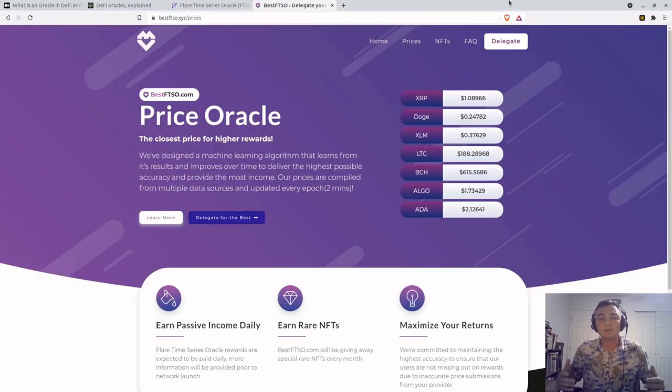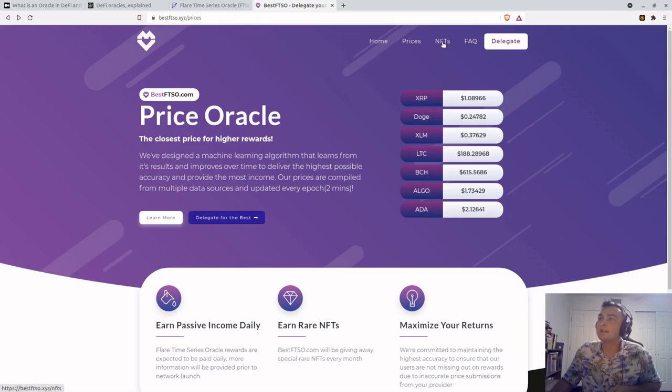The last thing I want to touch on is delegating to different signal providers and the benefits that might come along with that, in addition to the rewards. Probably the best known one is the best FTSO. They initially started by sending out NFTs and making them claimable to people that delegated their votes or their Songbird votes to the best FTSO.